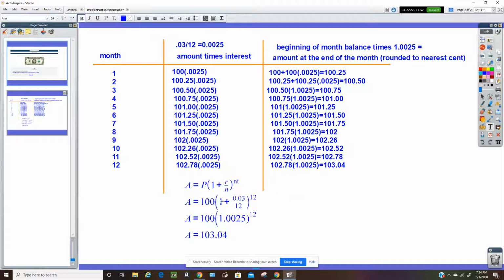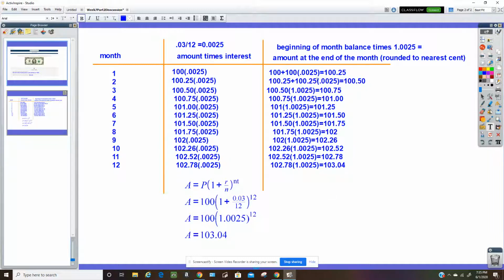So here we would have 100 as our principal, our initial balance, times 1 plus the rate, 3% in decimal form is 0.03, divided by 12, to the 12th power. In the counting video, they show you that this is geometric. So to find the balance at the end, you take the initial balance times 1.0025 to the 12th, and you get 103.04.